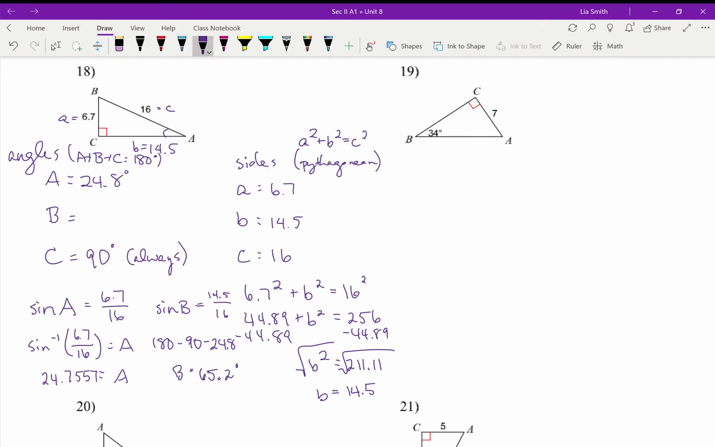So like I said when I was introducing this, there are numerous ways for you to find missing parts. If you like trig, you can use trig to find every single part. If you're not feeling super comfortable with trig, you can rely on things like the Pythagorean theorem or the triangle sum theorem to help you find missing pieces as well.